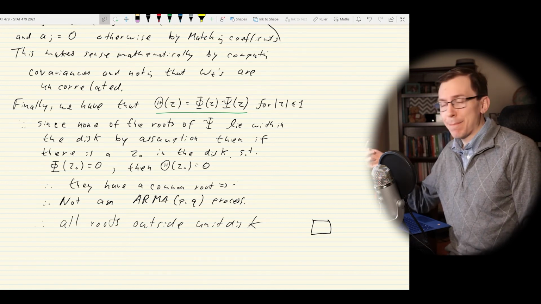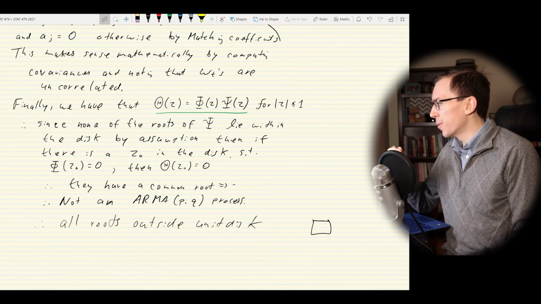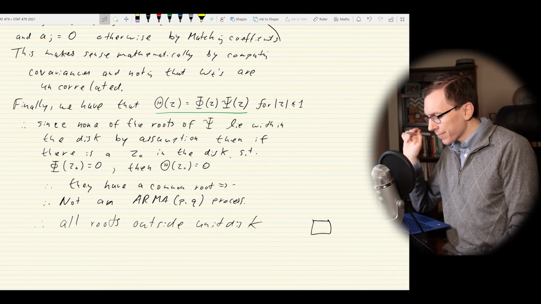So we're not going to go through that, but if you want to work through it yourself just to see if you understand how this proof works, that's always a good exercise.